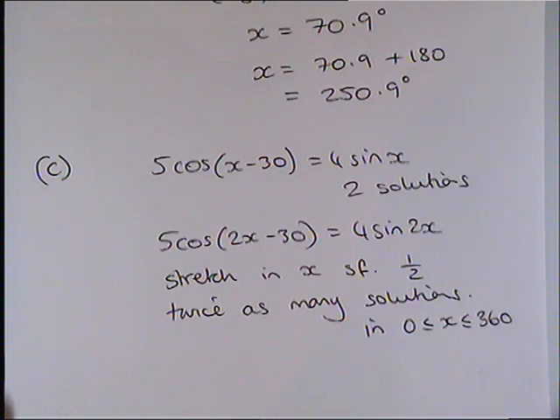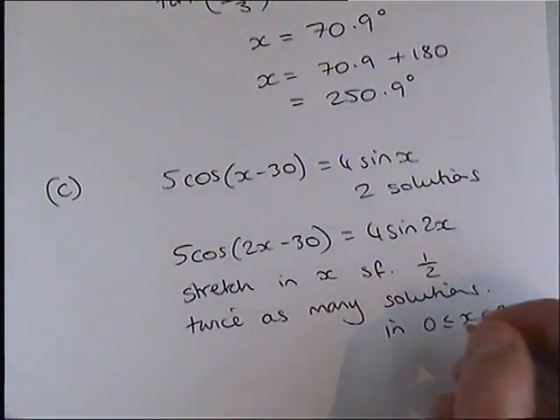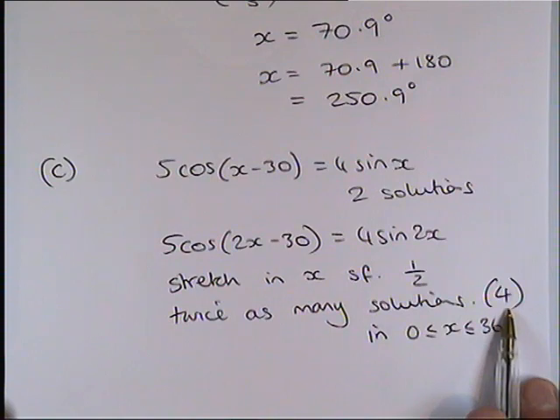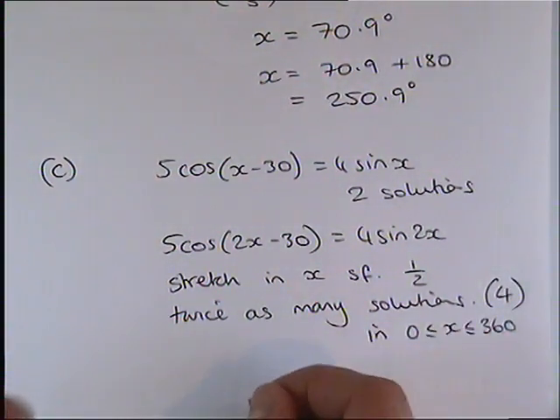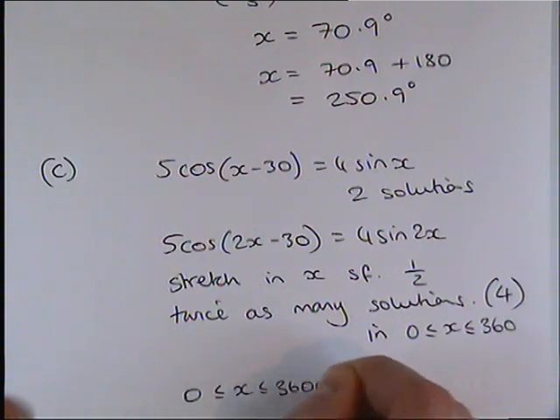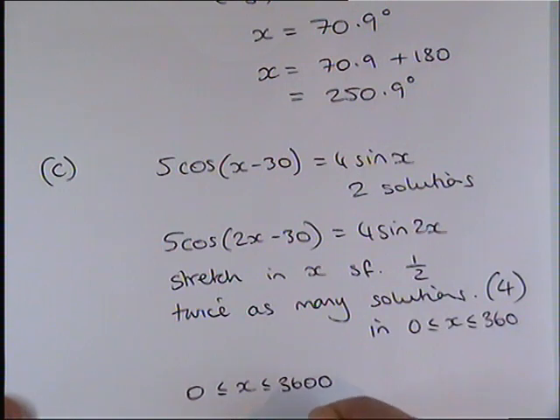But don't forget that we're asked to do it in the range 0 to 3,600. So if there are 4 solutions in the range 0 to 360, in the range 0 to 3,600, there are going to be 10 times as many solutions, which is 40.